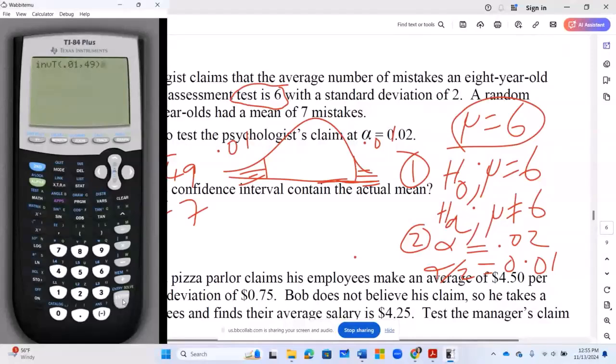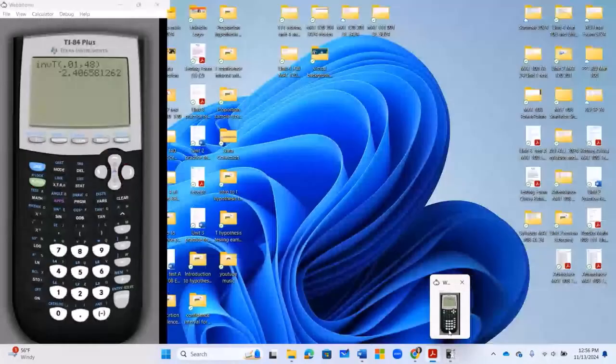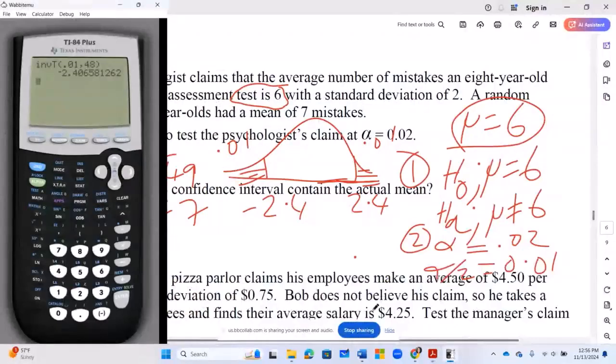So I'm going to calculate. By the way, I have to use degree of freedom of 49 minus 1. So it's going to be 48. It is 48 because I have to use degree of freedom of n minus 1. So I'm going to delete that and then close parenthesis. All right. And then I hit enter. Okay. So the critical value on the left and then the right are plus or minus 2.4, minus 2.4 on the left, 2.4 on the right. Okay. So now that I have 2.4 on the left and the right, I found the critical value.